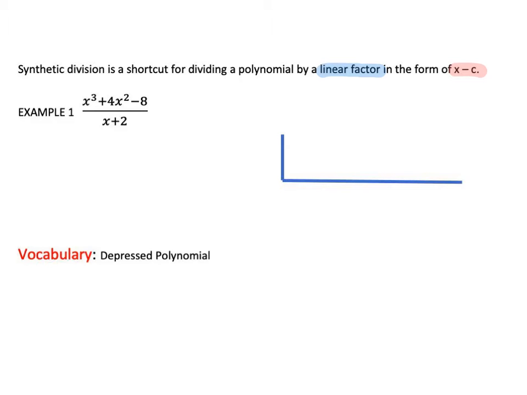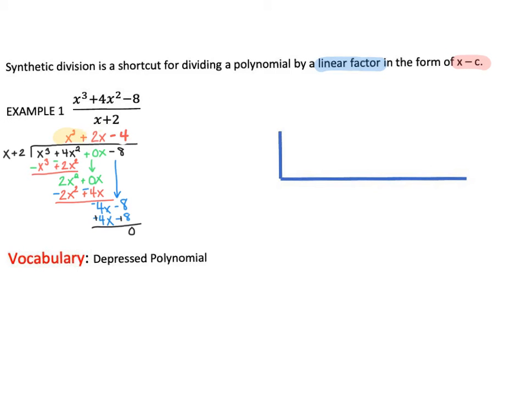But before we do that, let's have a point of comparison by doing our previous method, long division. So pause the video and quickly do long division for example 1, and then hit play when you're ready to check your answer. So when I do long division, I get a quotient of x squared plus 2x minus 4 with no remainder. So now let's look at how to do synthetic division, and we better get the same answer.